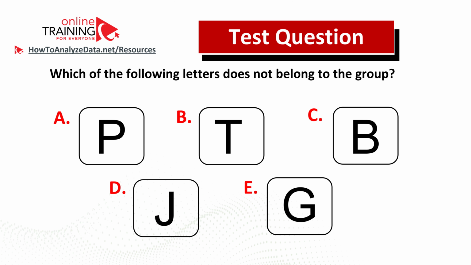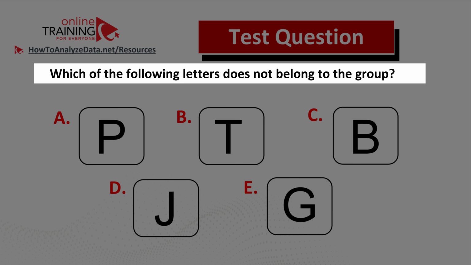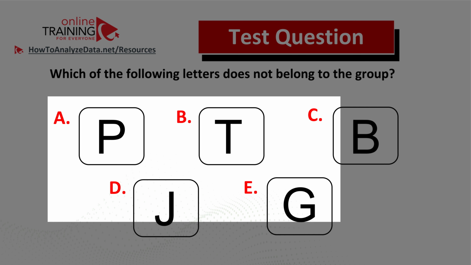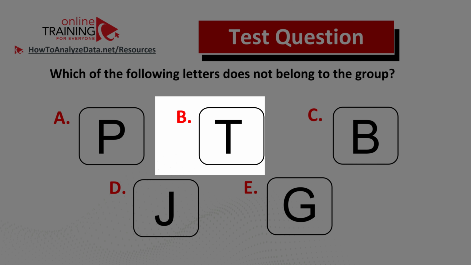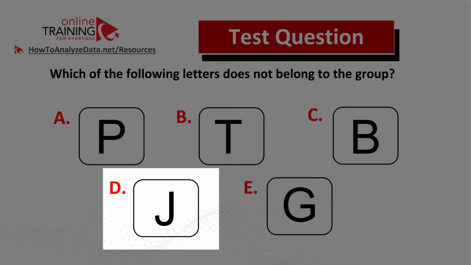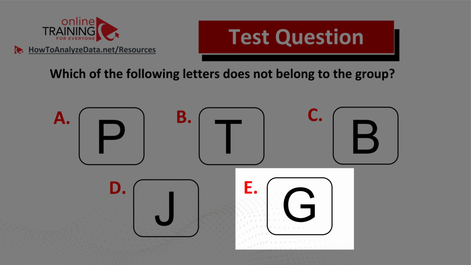Some of you might find this question tricky, but regardless of whether you can solve it or not on your own, you will be excited to learn the solution to this real-life assessment test question. Which of the following letters does not belong to the group? And you have 5 different choices. Choice A, letter P. Choice B, letter T. Choice C, letter B. Choice D, letter J. And choice E, letter G.